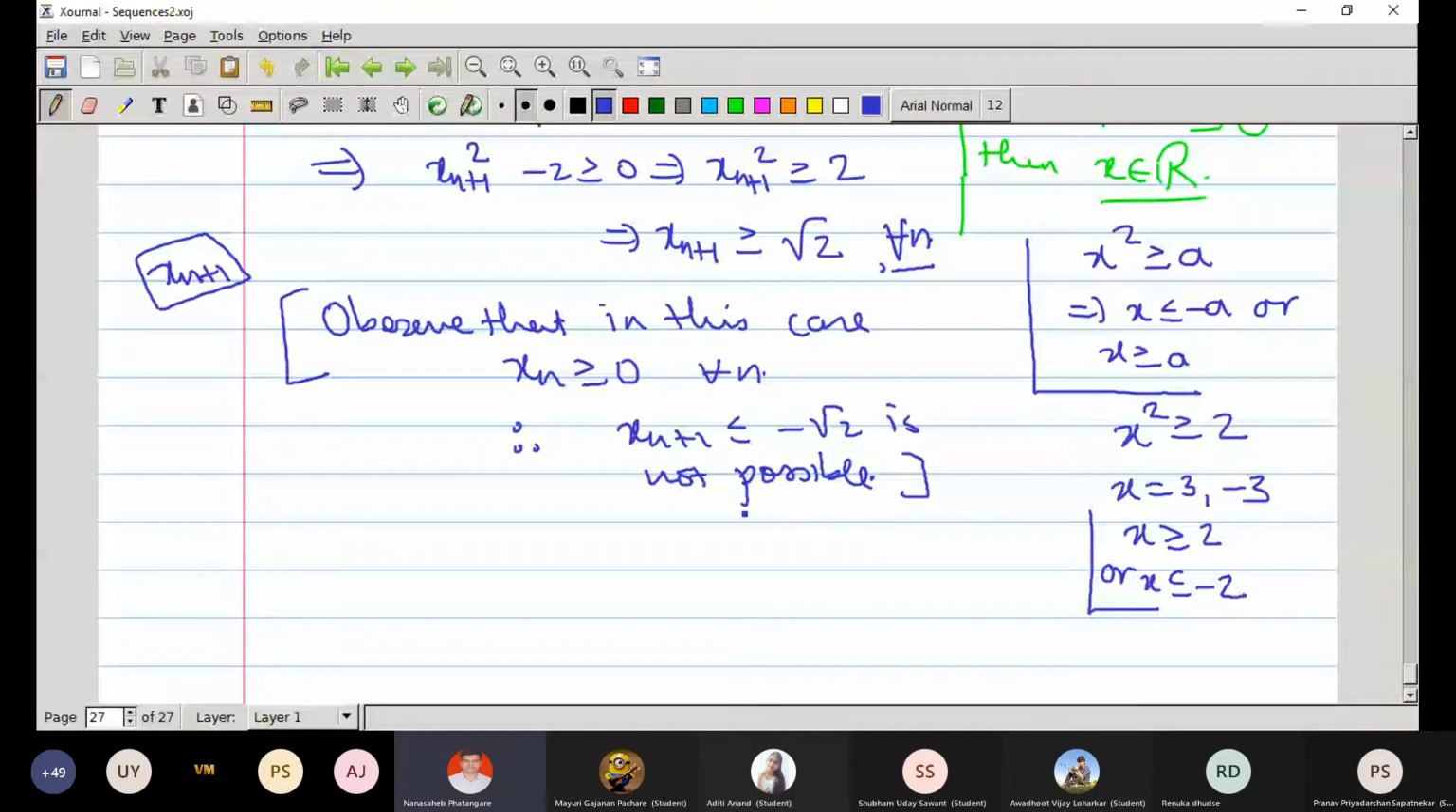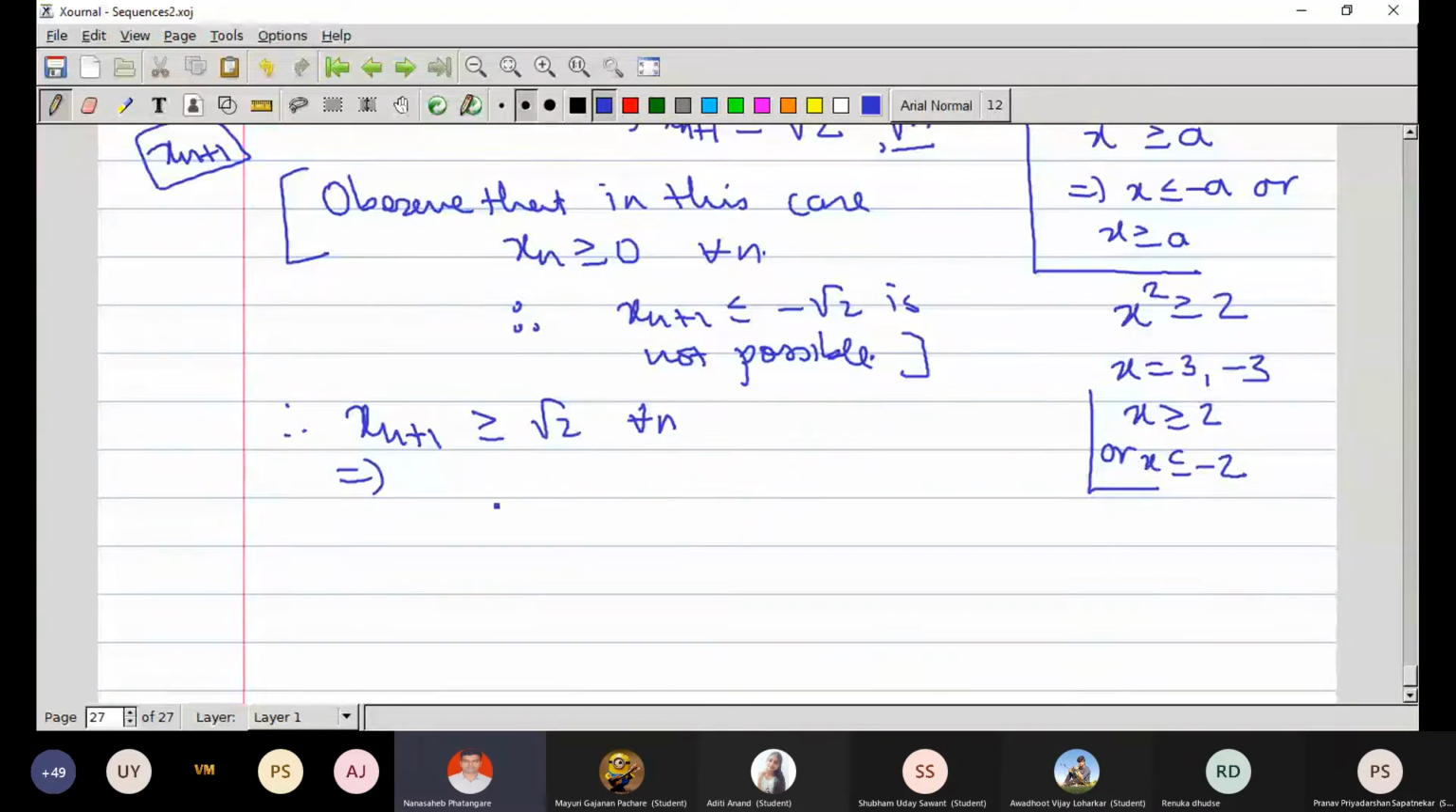So the only possibility is xn plus 1 greater than or equal to root 2. This is true for all n. Therefore, xn plus 1 is greater than or equal to root 2 for all n. That means for n equal to 1 to infinity. So therefore, all xn are greater than or equal to root 2 for all n greater than or equal to 2. x1 is not an issue because it is a constant, and therefore can we say that xn is bounded below?